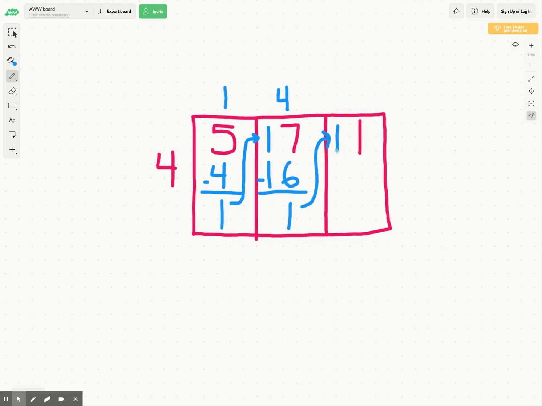So again, count by 4s. 4, 8, 12. Nope, just 2 of them. So that's 8. And we have 3 left over. And that is our remainder. 142, remainder 3.